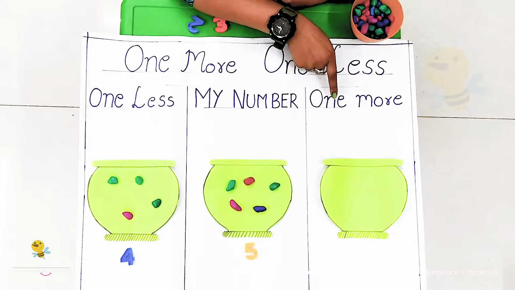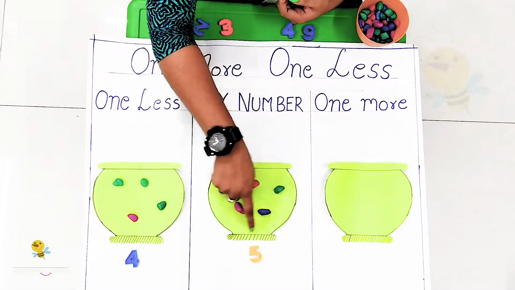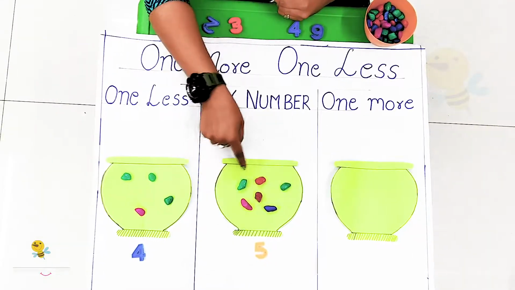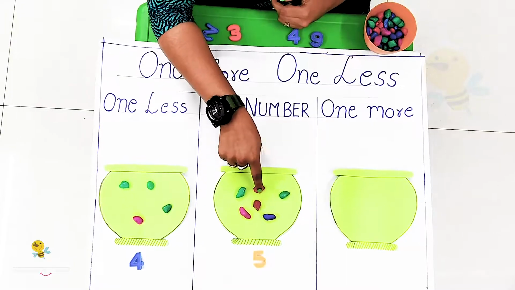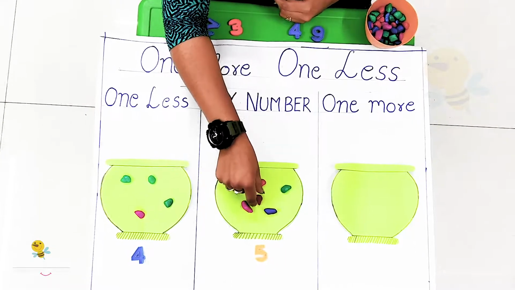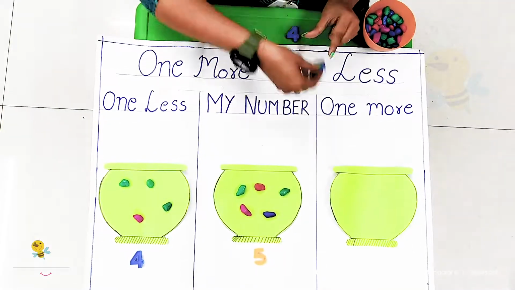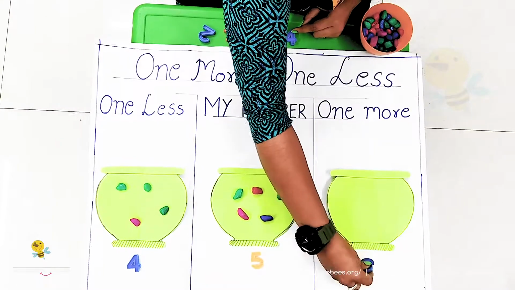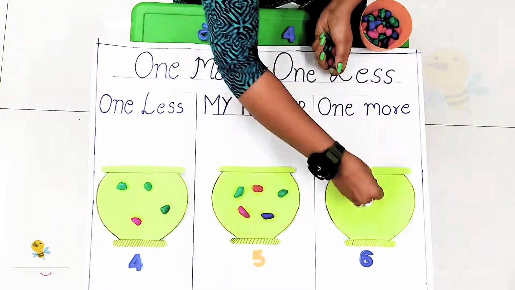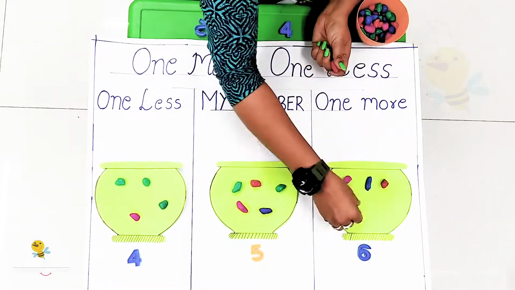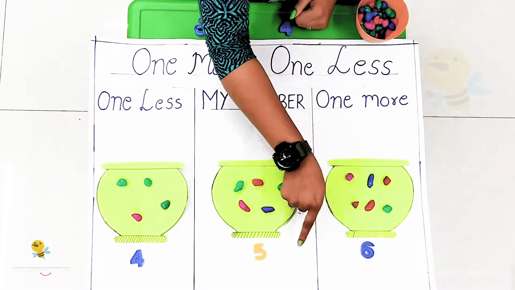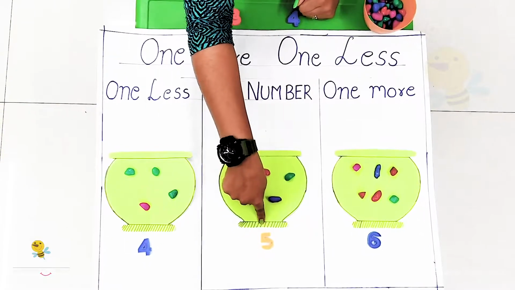And now we will find 1 more. So my number is 5. When I add 1 more into my number, how much do we get? 1, 2, 3, 4, 5, 6. So we get number 6. So this is 1 more. So we will put 6 pebbles here. 1, 2, 3, 4, 5, 6. So 6 is 1 more than 5.